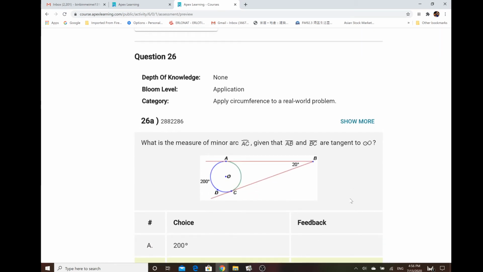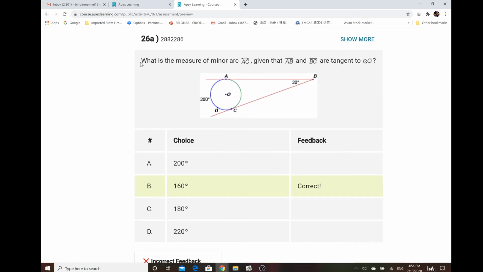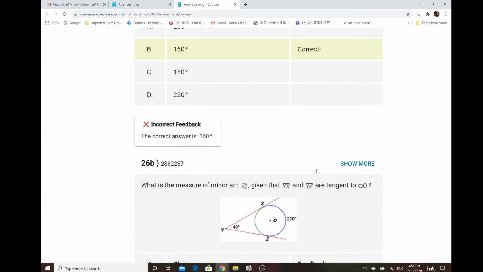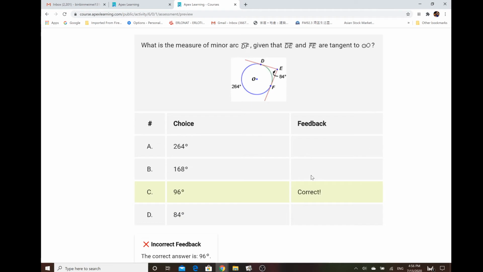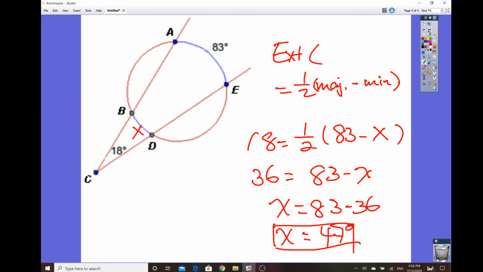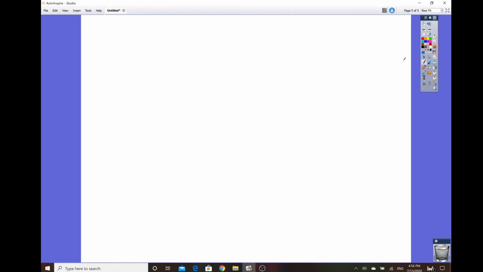Now, what about this one right here, 26? Again, 2 tangent lines, and we need to find the measure of the major arc or the minor arc. Again, using that formula, 1/2 times the quantity of the major arc minus the minor arc. Let's do one more problem like this. The rest of them are pretty similar. Now let me just copy and paste that here.